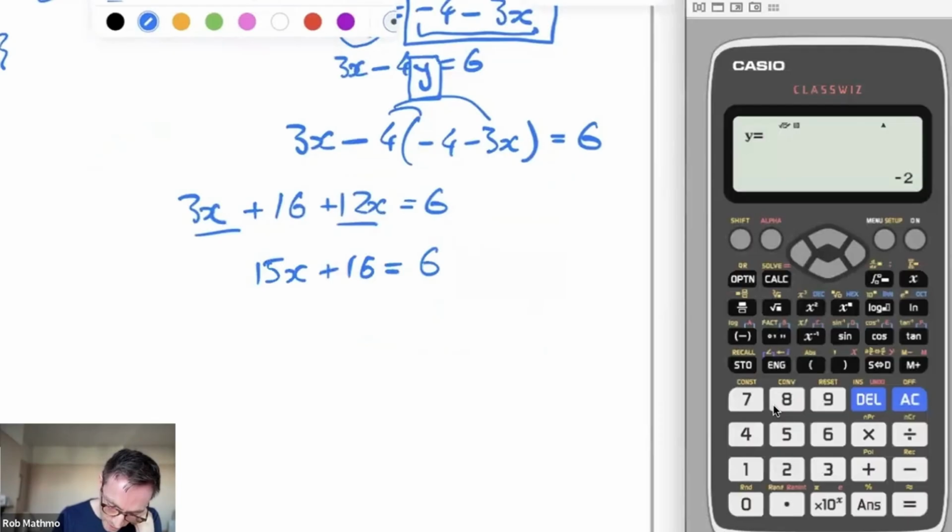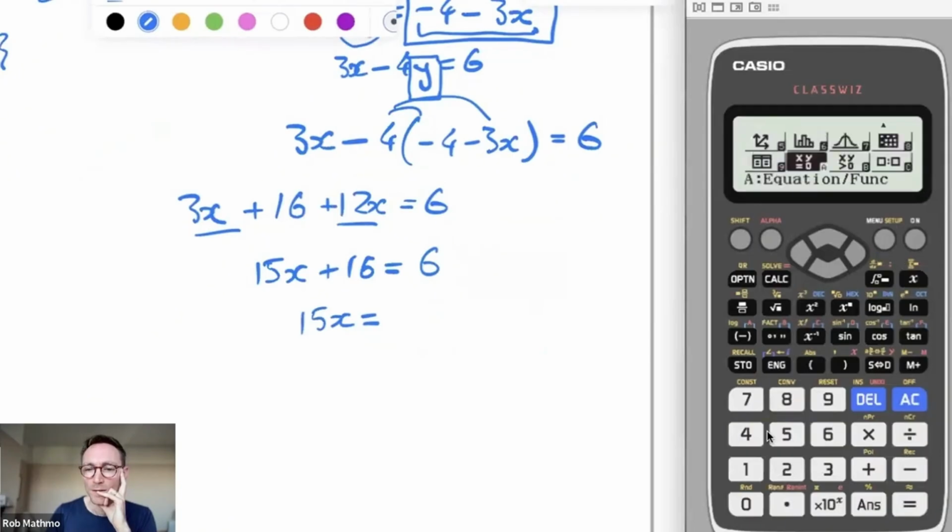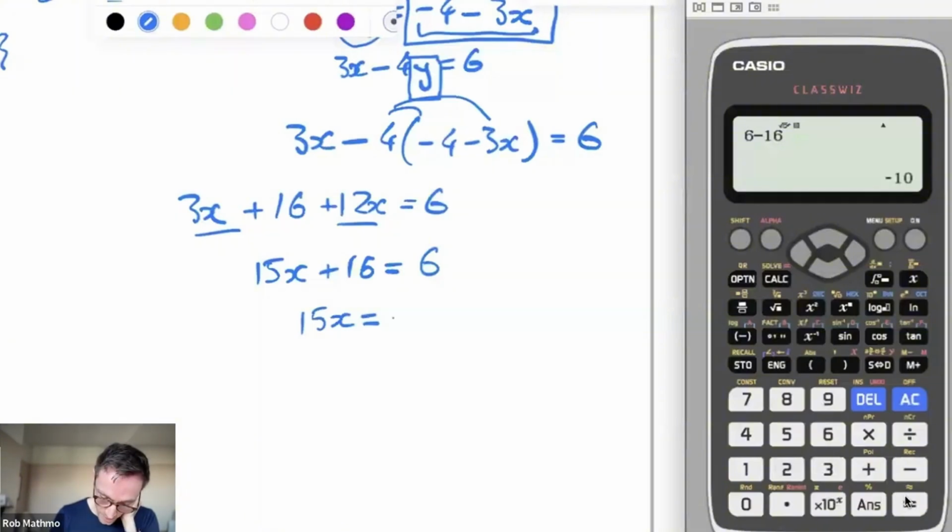Now you collect like terms, so 3x and 12x is 15x plus 16 equals 6. Now you're going to subtract the 16 from both sides. 6 minus 16, do it on your calculator. I know a lot of people are like, oh yeah, I know what that is, but just what's the point. Oh, wait, sorry, menu, go back here. 6 minus 16, honestly, there's no shame in doing this. And then you divide by the 15.